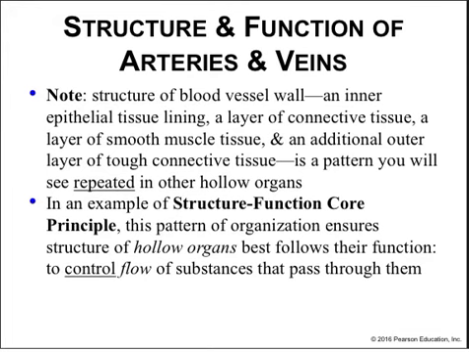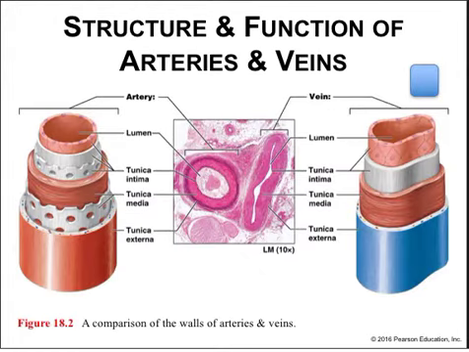In an example of the structure-function core principle, this pattern of organization ensures structures of hollow organs best follow their function to control the flow of substances that pass through them. The following differences are notable between the walls of a typical artery and those of a vein. Most arteries have a much thicker tunica media than do veins, and this reflects the artery's role in controlling blood pressure and blood flow to organs.